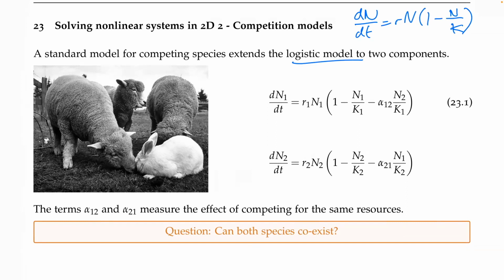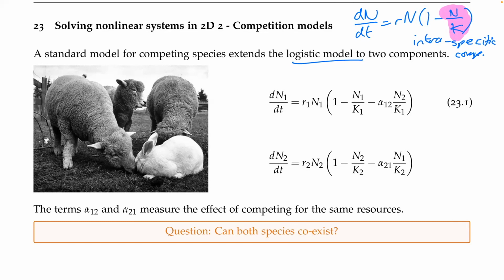What this is really saying is that this term here, this minus N over K, is saying that the growth rate of this population is being reduced by the number of individuals in that population. So essentially there's competition for resources within the population. This is known as intra-specific competition. So as there are more and more individuals around, there's fewer resources, so the growth rate of the population decays.